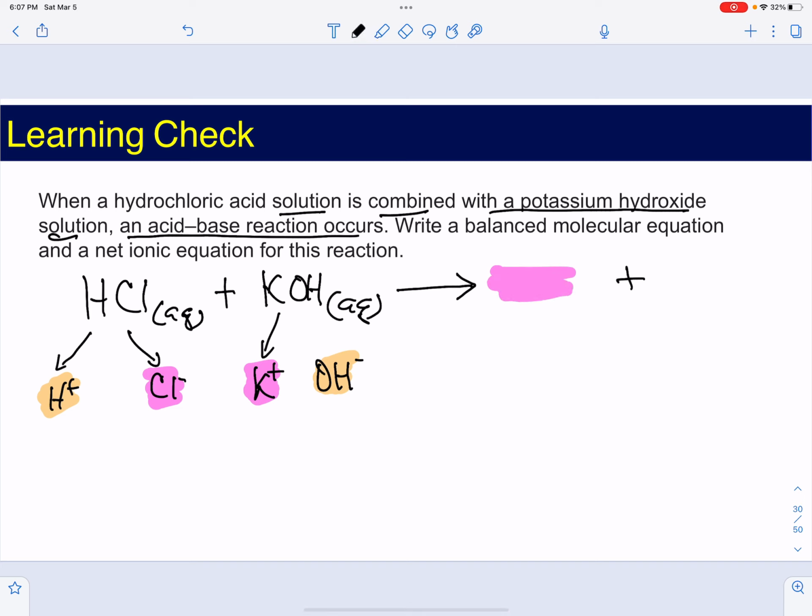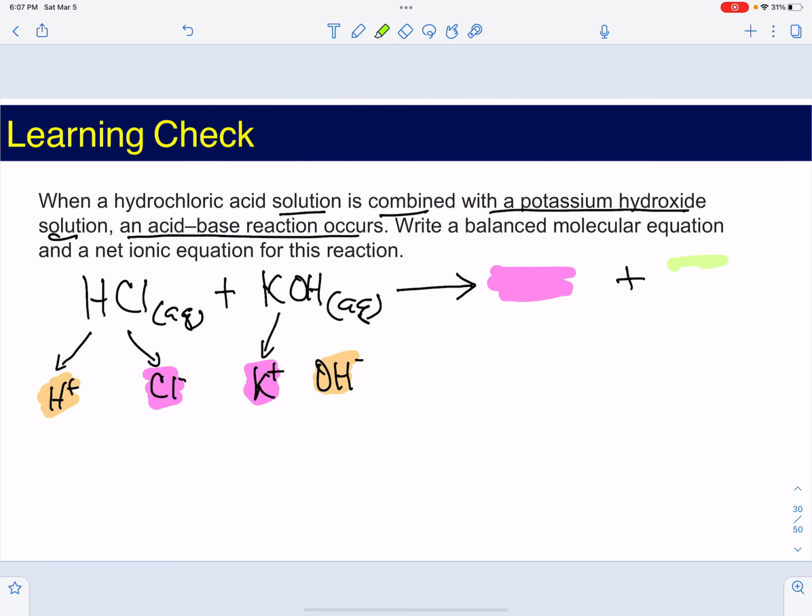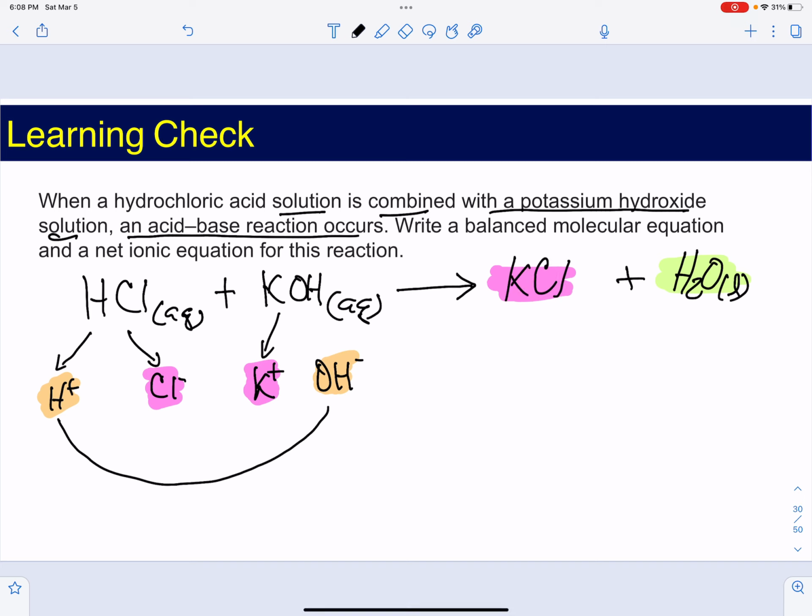that plus this. And what is that plus this going to be? That's going to give you water, which is a liquid, and KCl, positive 1, negative 1, crisscross, KCl, which according to the solubility table is aqueous.